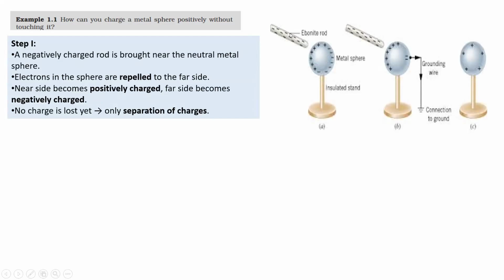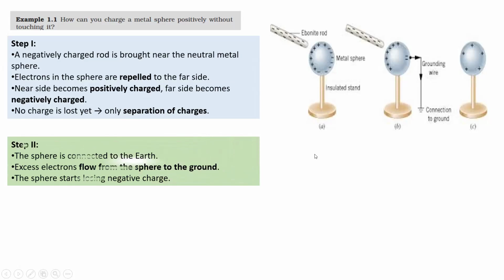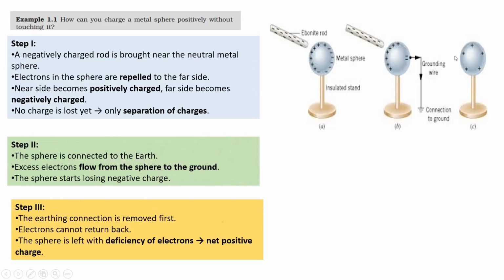Then what happens? This ebonite rod pulls all the positive charges to the side near to it and the negative charges to the other side. But still the body A is neutral. In the second step, I will connect the metal sphere to ground. Now, all these negative charges will flow towards the ground. Now we can say body B, that is the metal sphere, is positively charged.